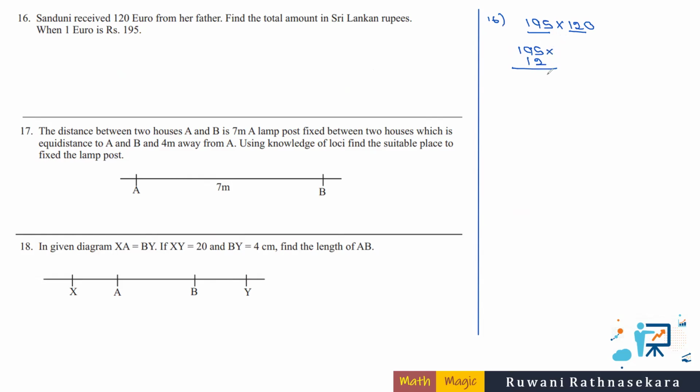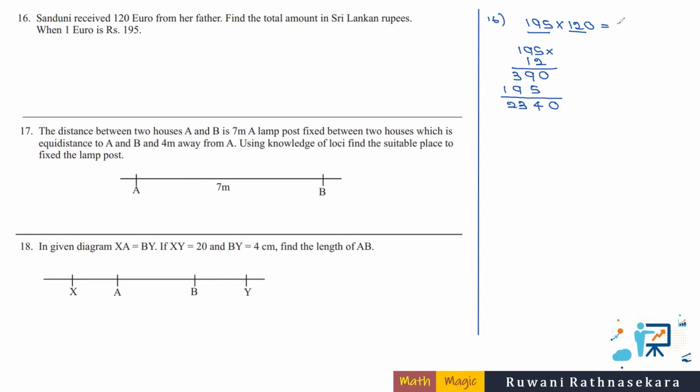Right? 5 times 2, 10. With 1, 9 times 2, 18 becomes 19. With 1, 2 times 1 becomes 3. 1 times 5, 5. 1 times 9, 9. 1 times 1, 1. When added together, you will get 14, 13, and 2.